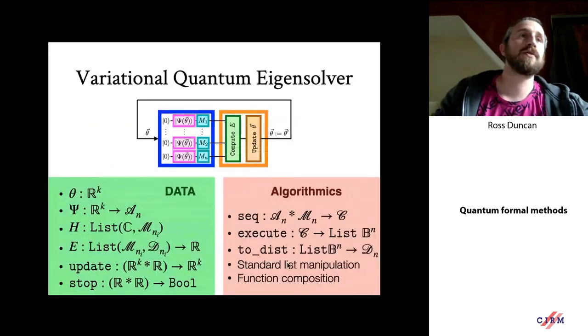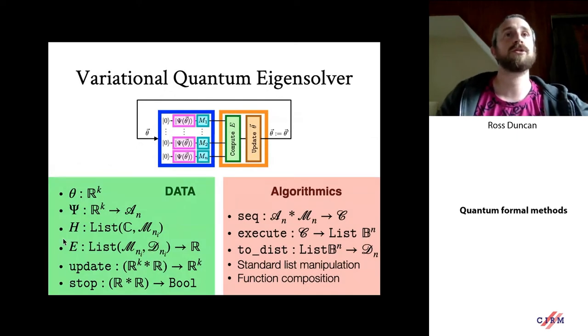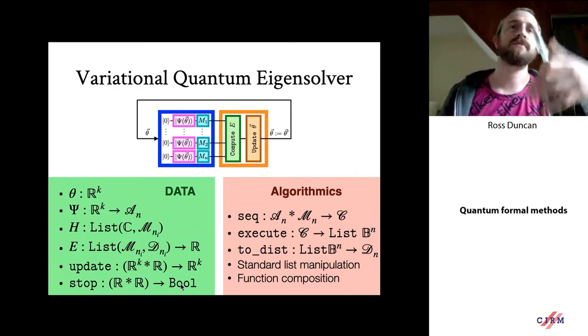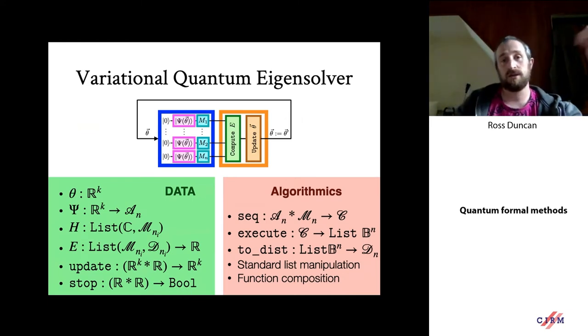And so if I have all these things, then I can construct the variational quantum eigensolver. So you can see it's kind of in two parts. The data that I'm going to provide is my parameters, my variational ansatz, the Hamiltonian, how I compute the observable given the Hamiltonian, this classical function called update, which is this one here, and another condition that wasn't really shown explicitly here called stop, which tells us when we've finished. And given this input data, it's pretty easy to construct the rest of the algorithm using sequential composition, using the execution map, and using this coercion from lists of bit strings to distributions, just using standard list manipulation functions and composition. And it's like three lines to write this down in OCaml once you have all that stuff.